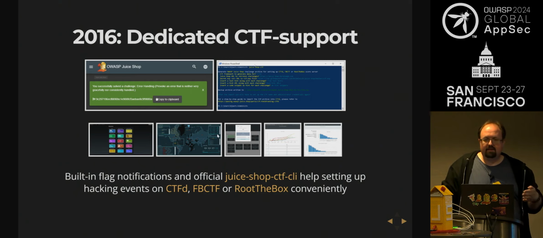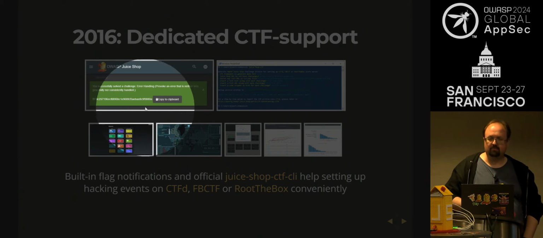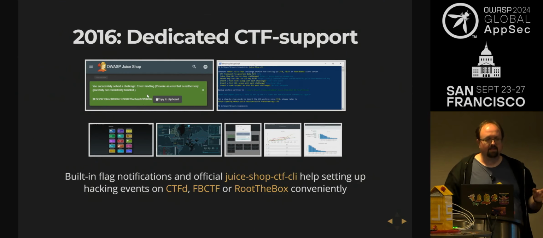There you can even decide if you want, for example, hints to be free for the users or if they should pay with points and whatever. And then you can launch the Juice Shop itself in a CTF mode where the success notifications also include a flag code which you can then copy over to CTFd. So essentially the setup of a full working CTF, if you use CTFd, Facebook CTF, deprecated by now, or Root the Box, takes maybe half an hour maximum.